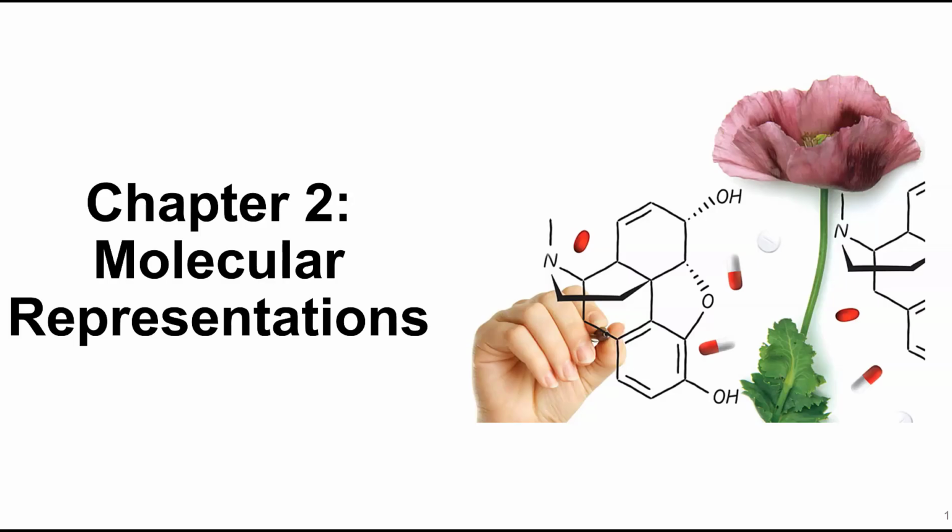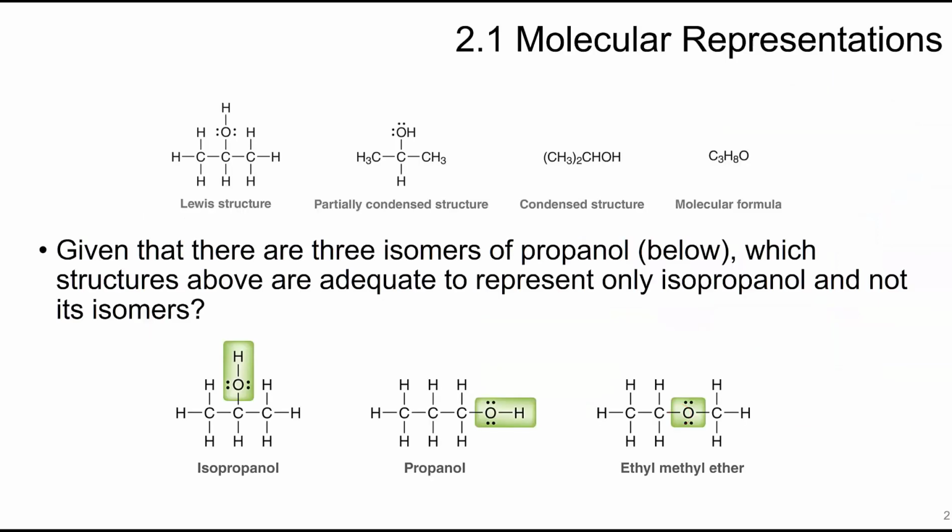In Chapter 2, we're going to learn how to draw different molecular representations, or different ways of drawing organic molecules. The first one you've seen is the Lewis structure, which shows all of the atoms and all of the bonds between the atoms and also the lone pairs. So anytime you draw a Lewis structure, that has to include a lone pair.